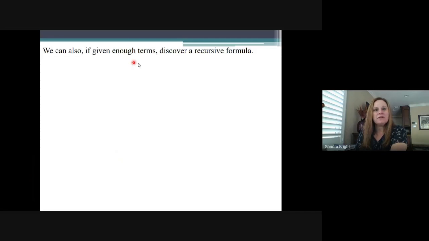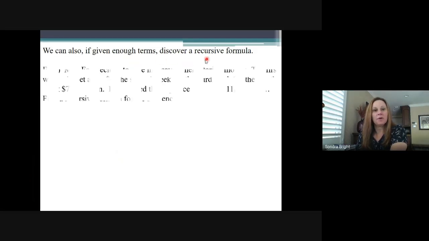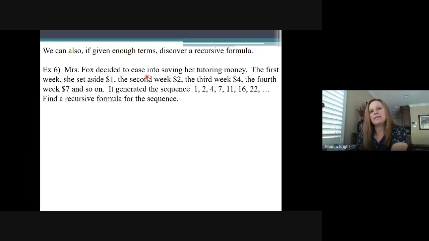We can also, if given enough terms, discover a recursive formula. So Mrs. Fox decided to ease into saving her tutoring money. The first week she set aside $1, and then the second week $2, and the third week $4, the fourth week $7, and so on. So it generated this sequence of 1, 2, 4, 7, 11, 16, 22. Find a recursive formula for the sequence.